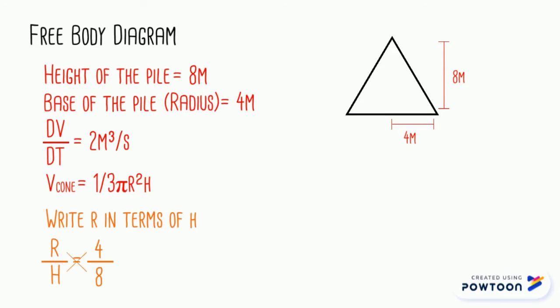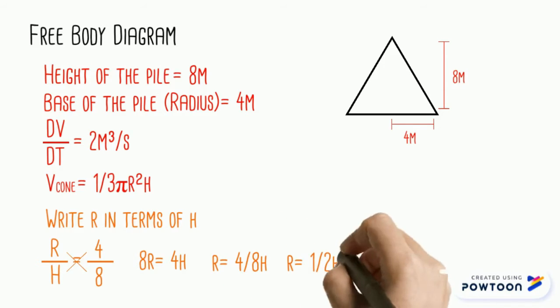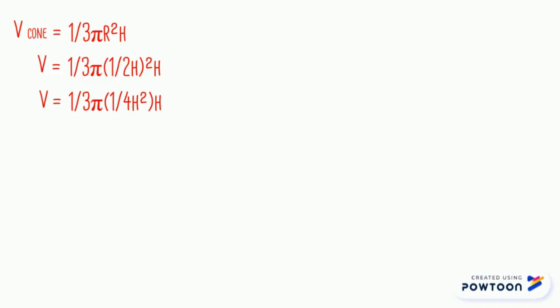We need to cross multiply, making it 8r is equal to 4h. Isolate r by dividing 8 on both sides. We now arrive at r is equal to 4 over 8 times height, making it r is equal to 1 over 2 times height. Let's go back to the formula for the volume of the cone. V is equal to 1/3 pi r squared times height. Replace r with 1/2 h. 1/2 h raised to 2 is equal to 1/4 h squared. We can have the formula V is equal to 1/3 pi times 1/4 h squared times height, or V is equal to 1/12 pi h cubed.